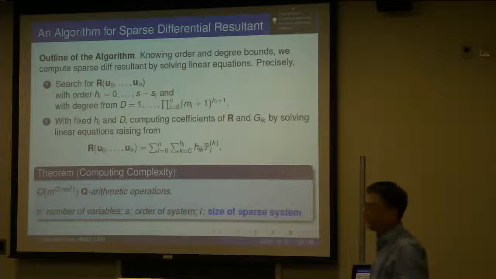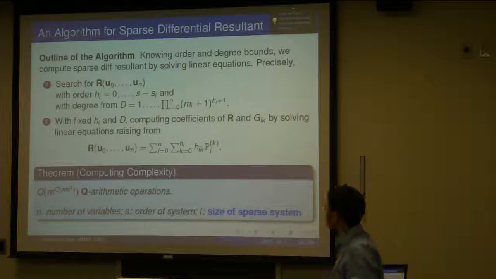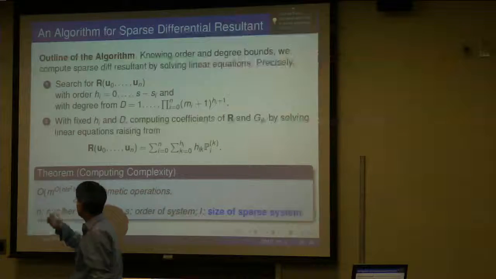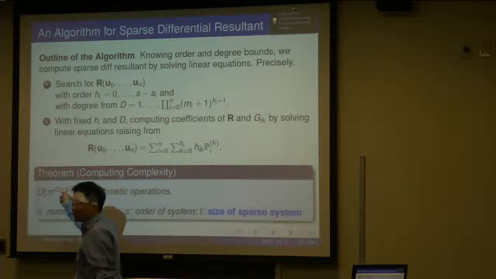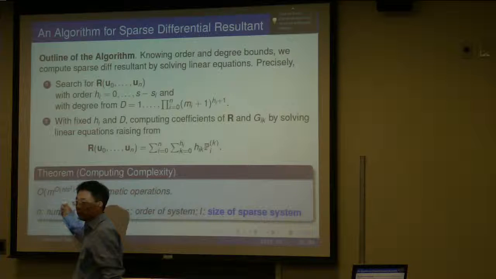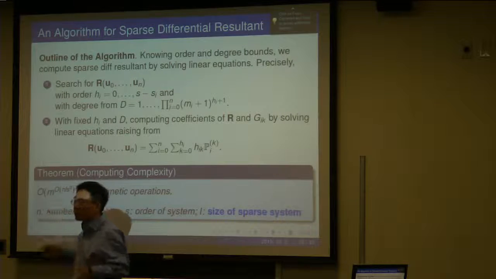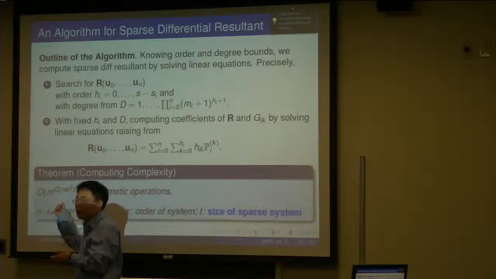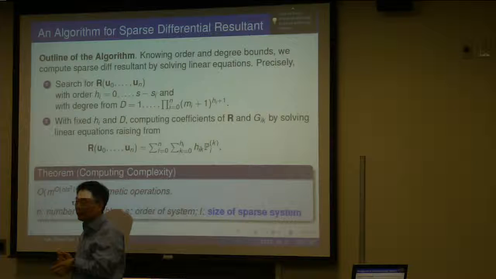Would you explain again what's inside of the O? What is M? M is the degree, like a Bezout bound. N is the number of variables. L is the number of terms, the number of monomials inside the system. S is the order. This result is nice in a certain way because L is the size, the number of monomials. If you only have two monomials, L is 2. But in general it's double exponential actually.